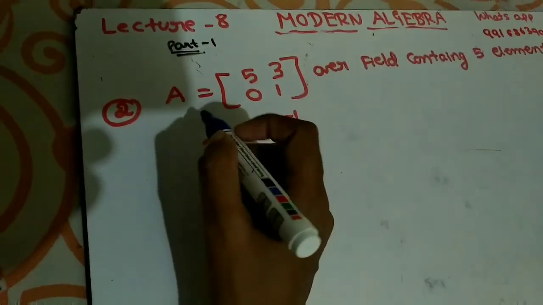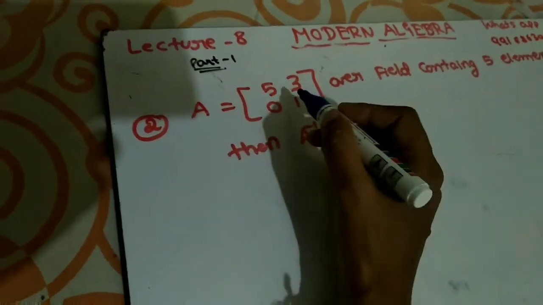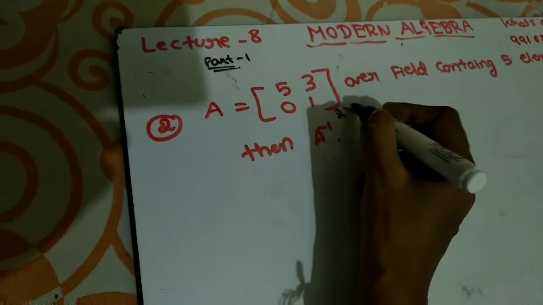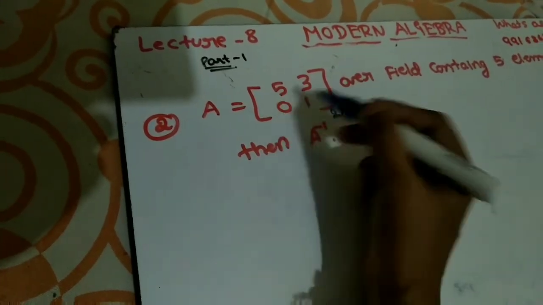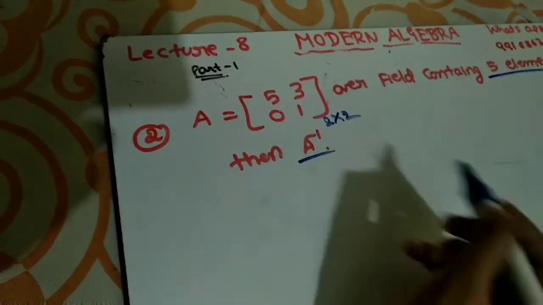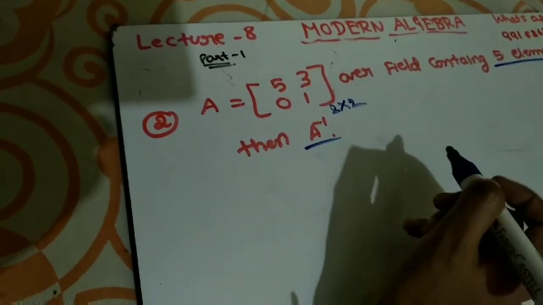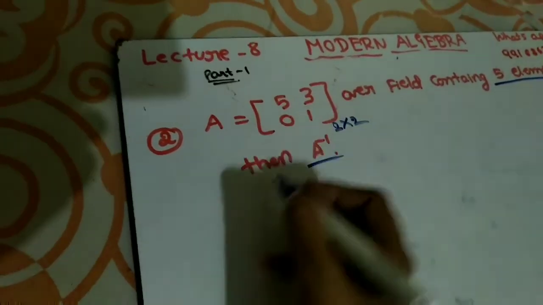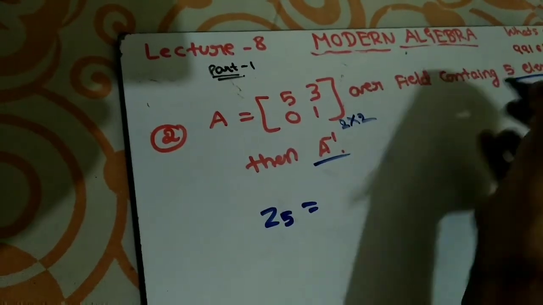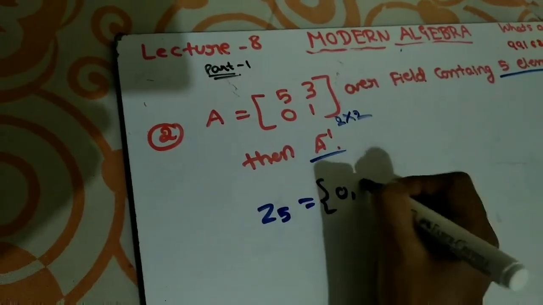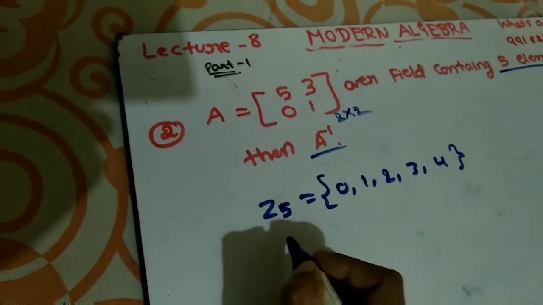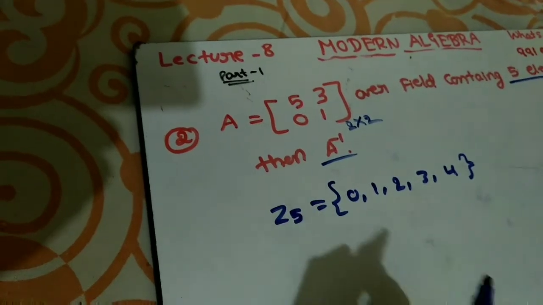So just look here, guys. Matrix A contains 5, 3, 0, 1 as the elements, and the order of this matrix is 2 cross 2, and this matrix is over a field containing 5 elements. Now we also have to find A inverse. First I'm going to write this field. A field containing 5 elements means 0, 1, 2, 3, 4. This is our given set.